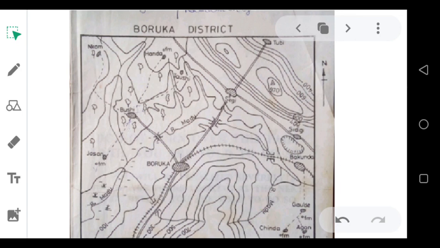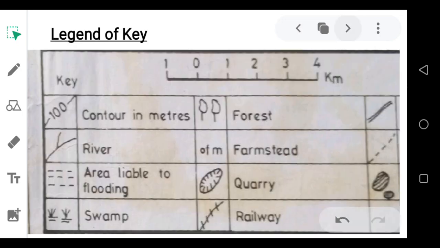Now, the first thing that should guide you when it comes to interpreting maps is what is usually at the bottom of the maps. Every map has it. So let's look at the bottom of this map. Can you see? What you see there is called a legend or key. From the key, we will know more about the map.